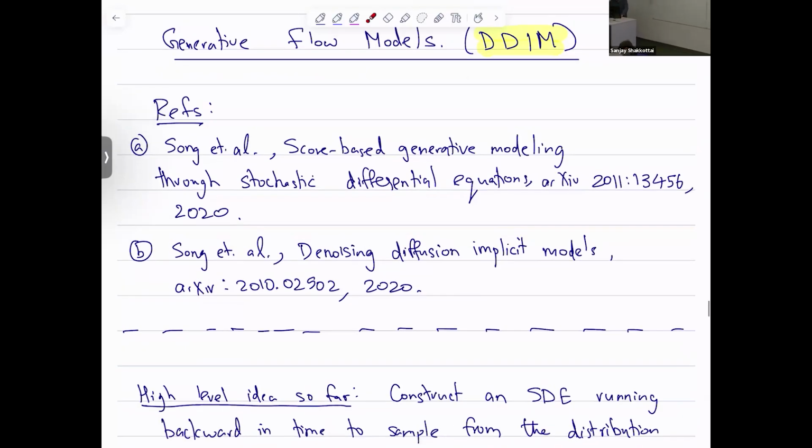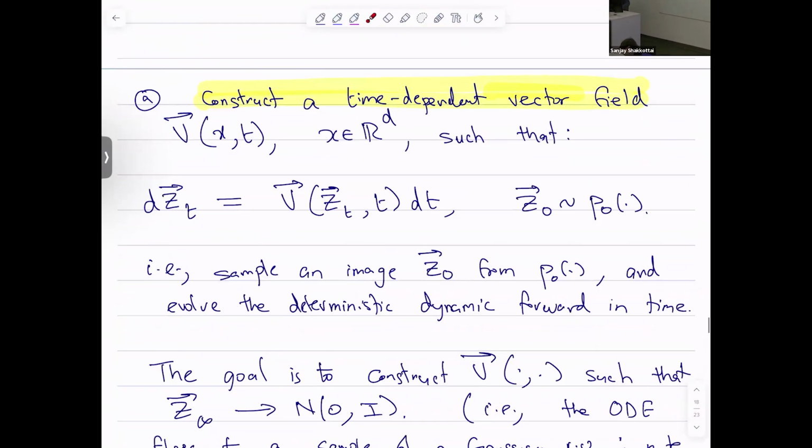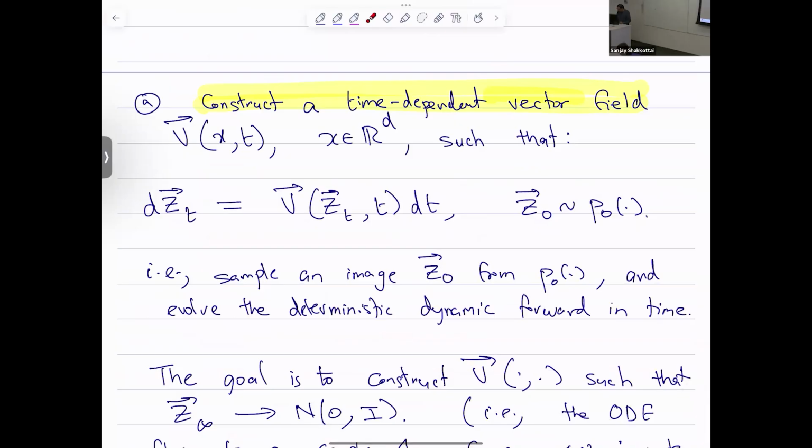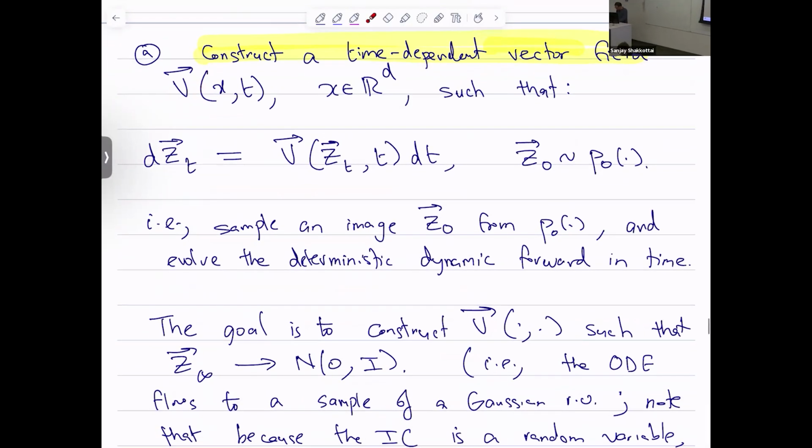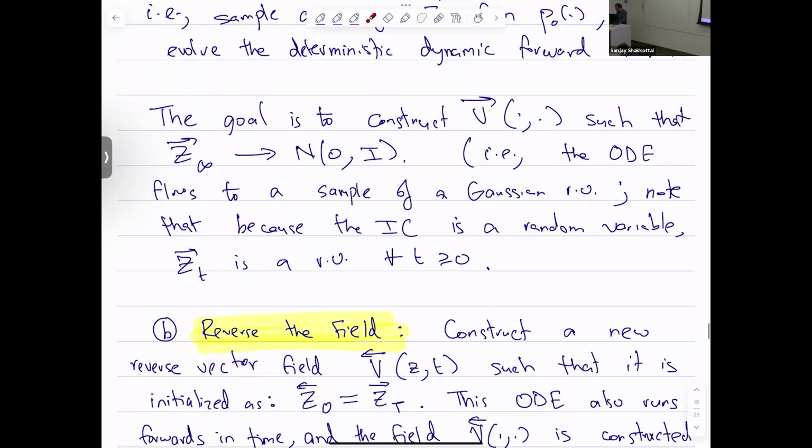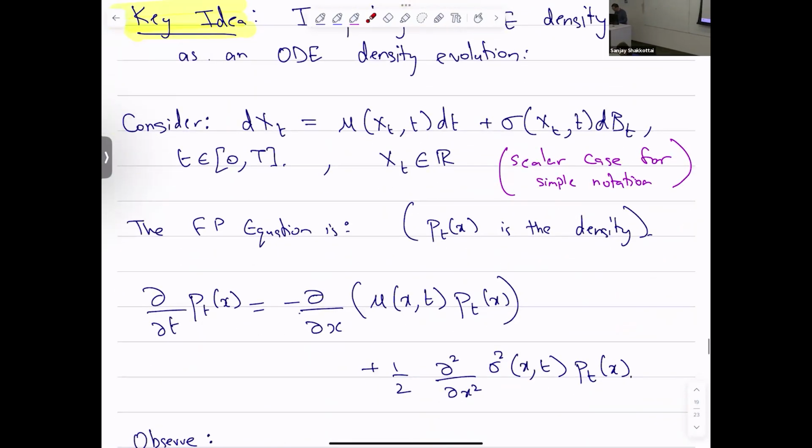Okay, this was from the Song et al. papers. And the point there was, we constructed a time-dependent vector field, V bar. Okay, there were two vector fields, the forward and the reverse vector field. The forward vector field went from images to noise. The reverse vector field went from noise back to images. Okay, and these vector fields were constructed using the Fokker-Planck equation. We went through the Fokker-Planck equation, matched the density evolution of the stochastic thing, and figured out what the vector field should be. We went through this whole business, if you remember, like several lectures back.